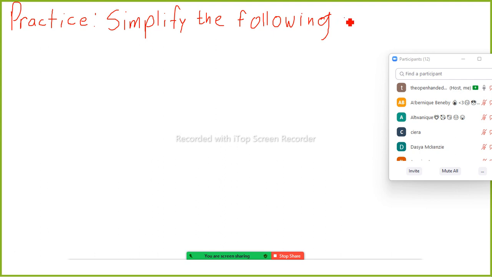Simplify the following expressions. All right, so we're gonna start off easy and then we're gonna start to get a little bit more intense. Okay, simplify the following expressions.